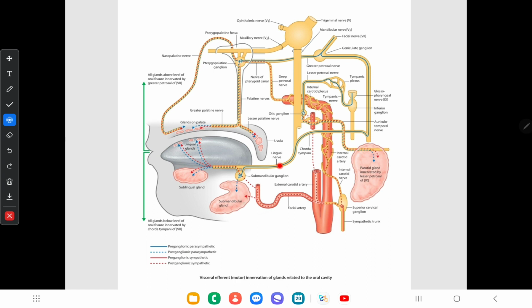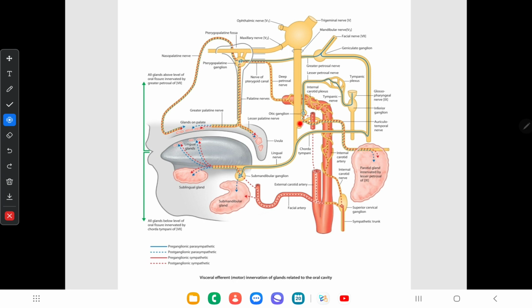Then as the lingual nerve leaves the infratemporal fossa, you can see the chorda tympani nerve also joins to this lingual nerve, and then this lingual nerve travels to the submandibular region on the surface of the hyoglossus muscle. You can see the preganglionic parasympathetic fibers are distributed to this submandibular ganglion, and from this submandibular ganglion it distributes postganglionic parasympathetic fibers to the submandibular gland.